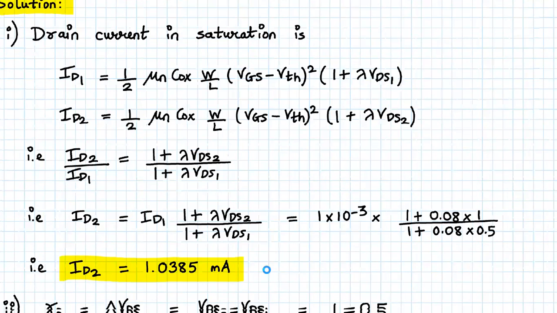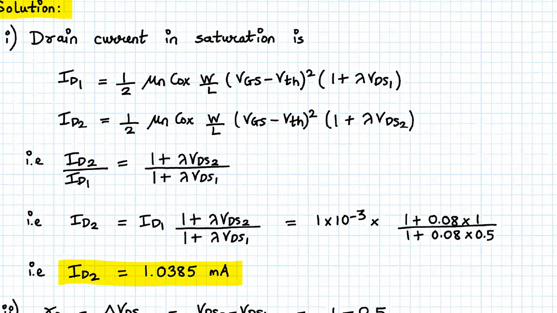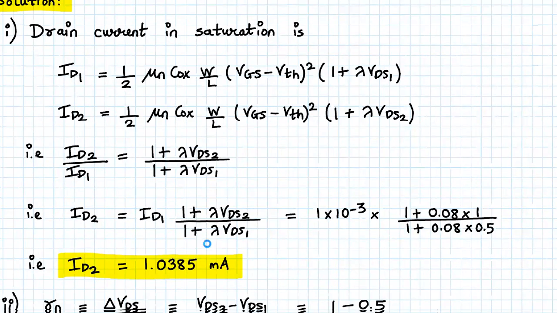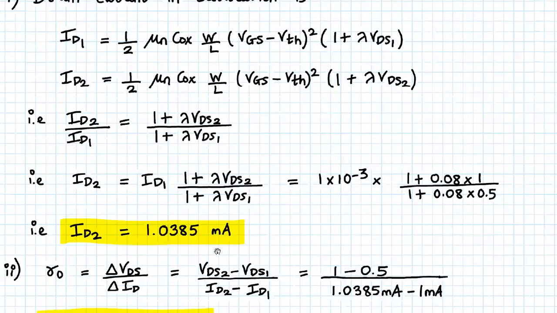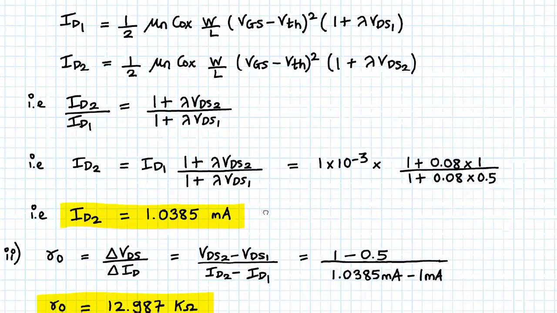Next, they are asking us to find the value of RO, the device output resistance. The basic definition of RO is delta VDS upon delta ID. We have both VDS1 and VDS2 values, and now we have calculated the ID2 value, and we have the ID1 value. So RO will be VDS2 minus VDS1 divided by ID2 minus ID1. Please calculate and let me know the value of RO. It is 12.987 kilo ohms. Yes, 12.987 kilo ohms.